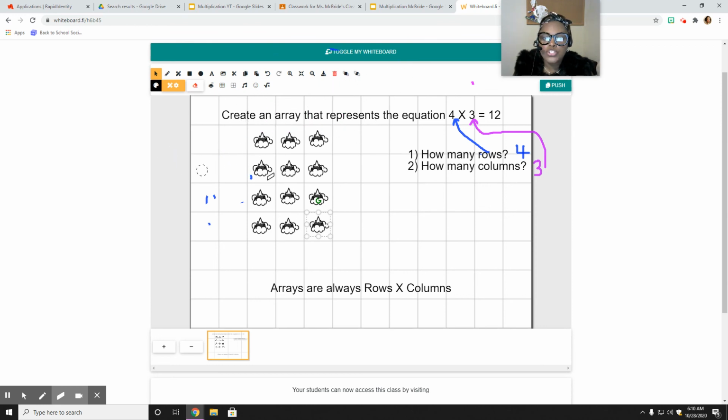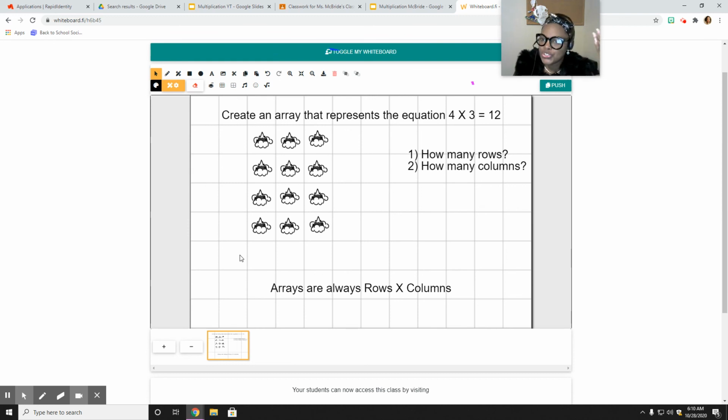And if you can do this, then you can do the opposite, which means if we were given an array, you could create the expression or equation. And that is arrays and multiplication. Good job today, guys. Congratulations. You know how to multiply.